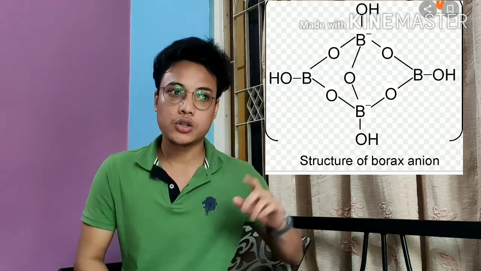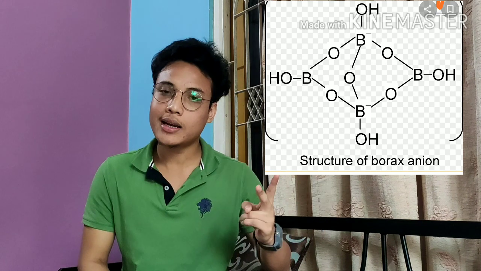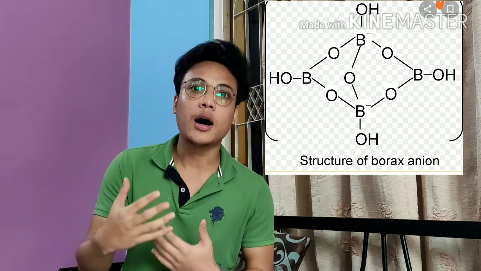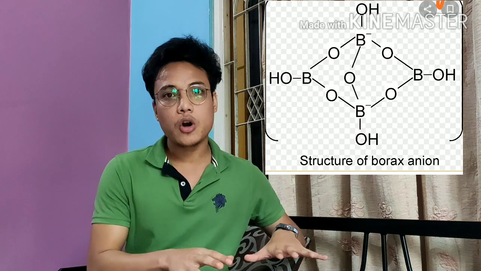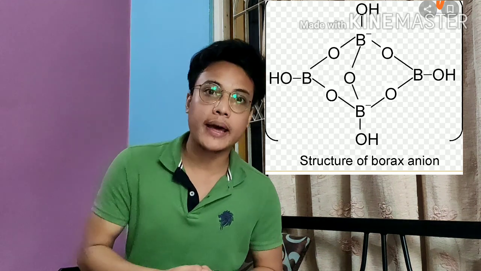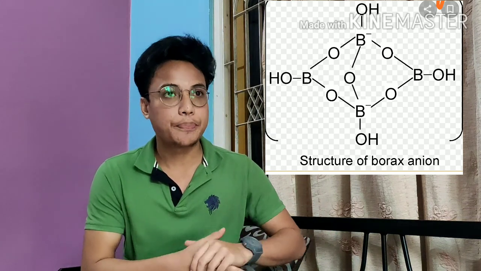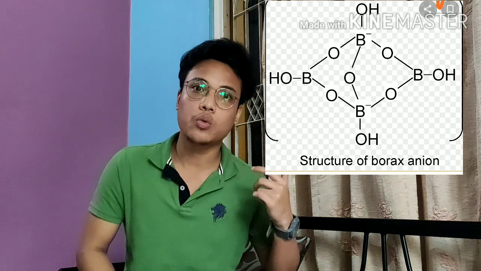So in this structure, we can see that there are two types of units. That is, one is tetrahedral and one is trigonal. There are two tetrahedral units and two trigonal units in total. That is, two boron atoms are sp3 hybridized and two others are sp2 hybridized. Total number of B-O-B bonds, that is boron, oxygen, boron bonds, are 5 in number, and the total number of rings in this structure is 3. Two are the same, that is 6-membered, and one is an 8-membered ring.